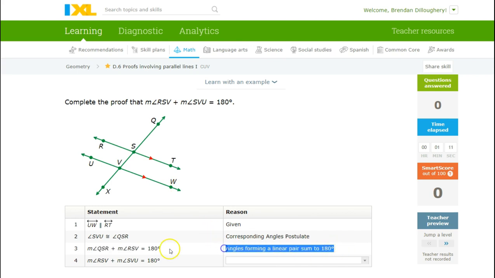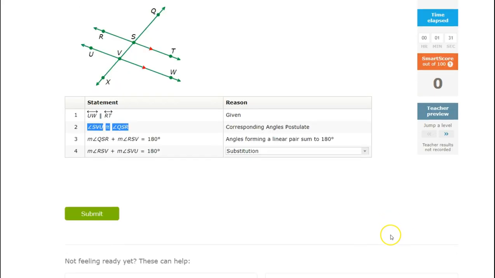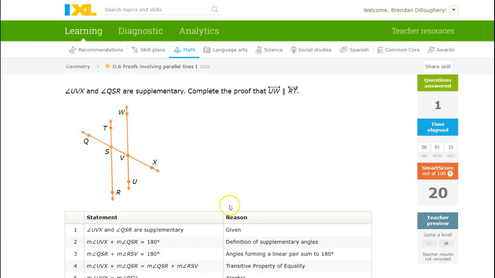That's the linear pair. And then what let us get to this? Well, I'm thinking from here, we probably use this statement too and substituted out the QSR for the SVU. So that's what happened here. So that would be essentially substitution. Although I would have had my students state that this is equal in algebra first before substitution, but I like it. Okay, let's hit that. Let's go to the next one.